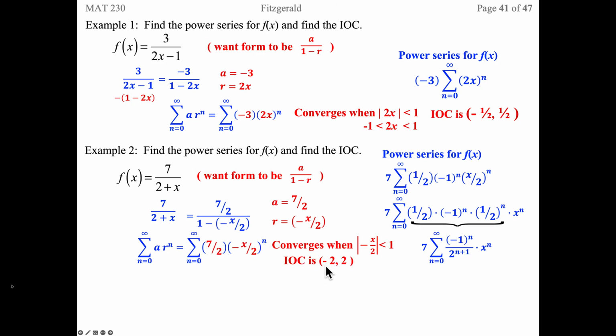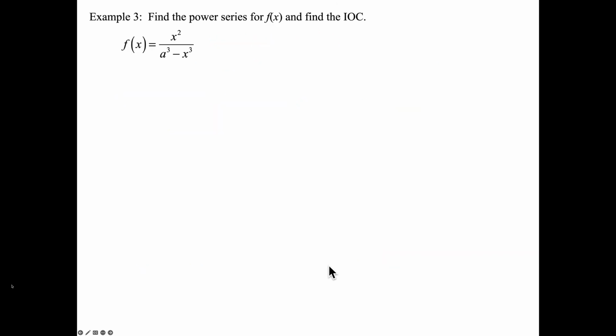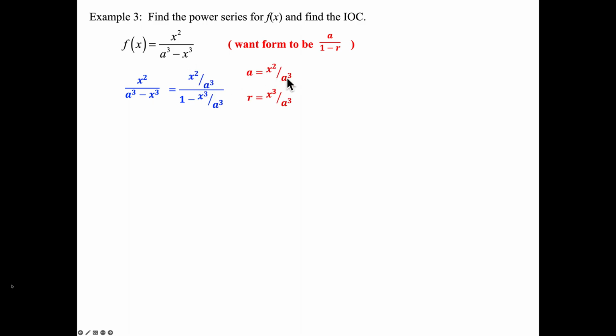Example 3. Holy moly, we got exponents galore. Looking for the power series, so again, we need a over 1 minus r. Okay, so the first thing is we need to establish the 1. So everybody gets divided by a to the 3rd power. So x squared over a to the 3rd, 1 minus x cubed over a cubed. All right, first term, a, is x squared over a cubed. r is x cubed over a cubed.